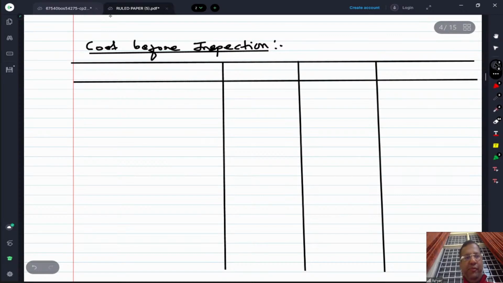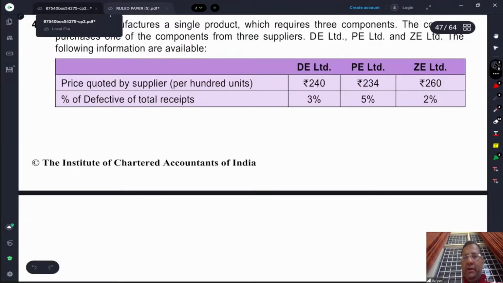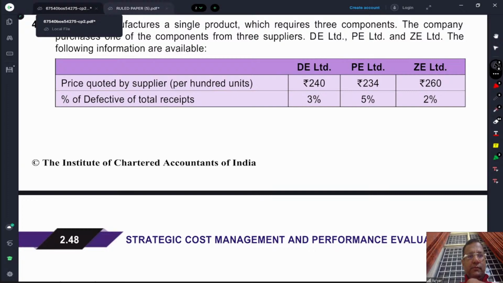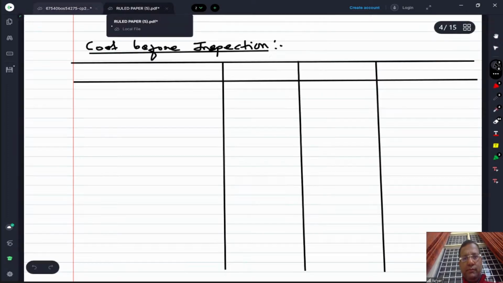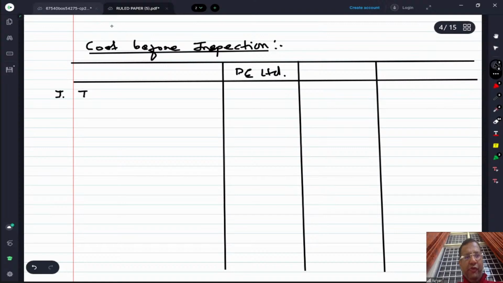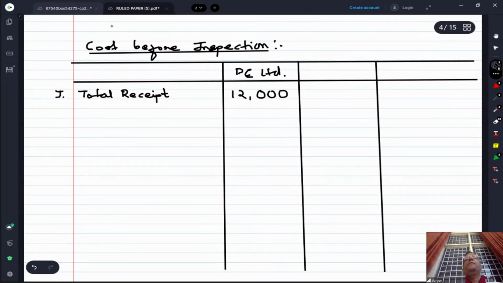Let's see, first of all, what is the name of the supplier? DE Limited. So the very first point, I am assuming total receipt is 12,000. Okay. Now check the percentage of defective of the first supplier. It's 3%. Okay. Now check whether 3% is calculated on good unit or total receipt.